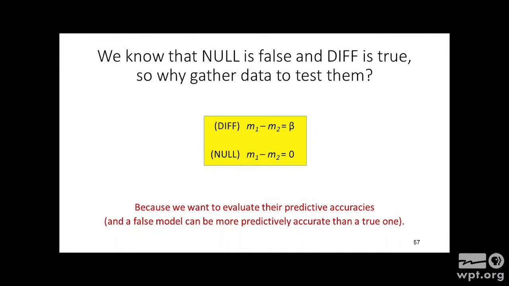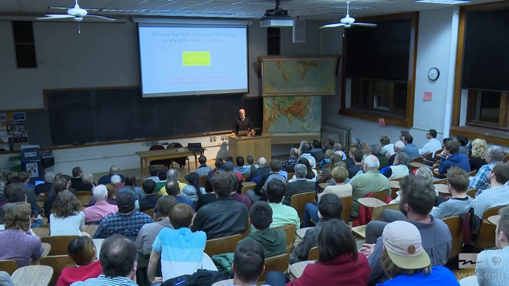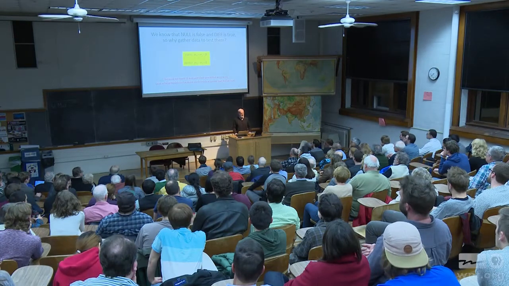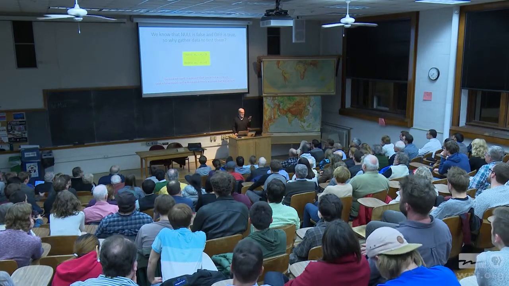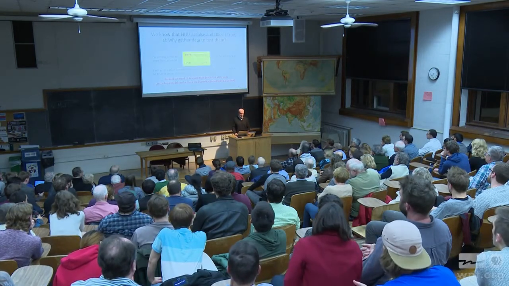And one of the philosophically interesting things about this area of statistics is that it often turns out that simpler false models are more predictively accurate than more realistic true models. So that's why it's not crazy to test these two things. If your interest is in predictive accuracy rather than truth, then by all means you've got to do it. AIC said you've got to do it.